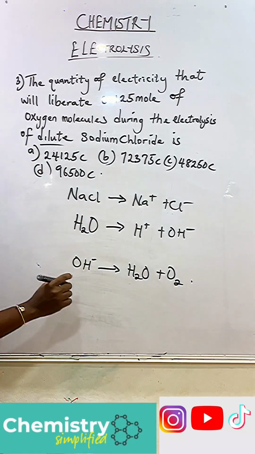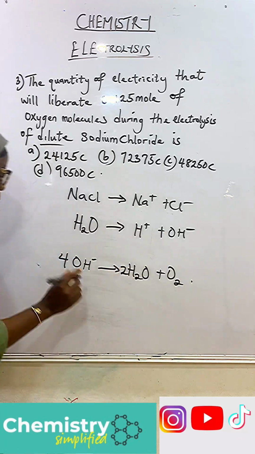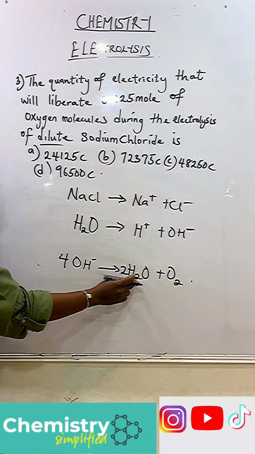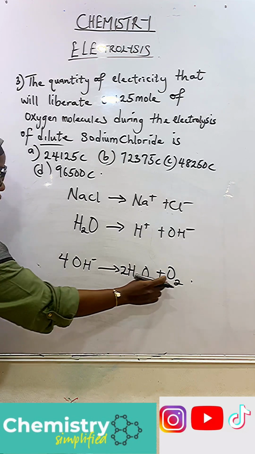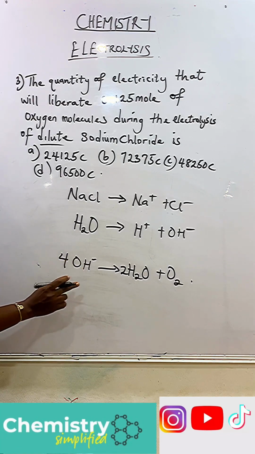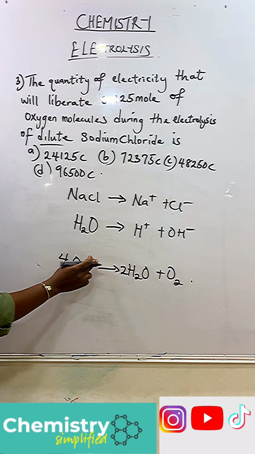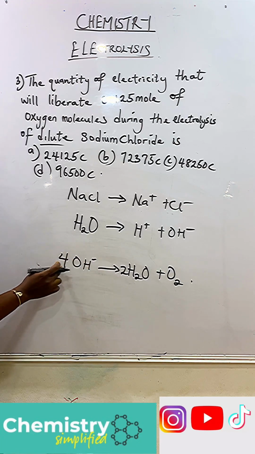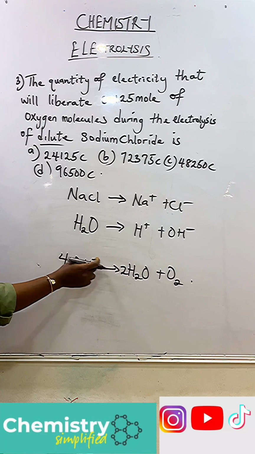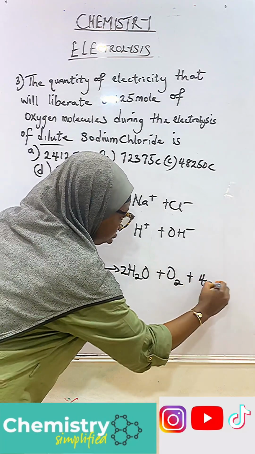When you balance this, we are going to have 4OH minus and 2H2O. Look at it: 4 hydrogen here, 2 times 2, 4 hydrogen. 2 oxygen here, 2 oxygen here, making 4, so oxygen is balanced. But it's not yet balanced because the charges have not been balanced. We have 4 charges here, which means 4 electrons. So it's going to be plus 4 electrons.